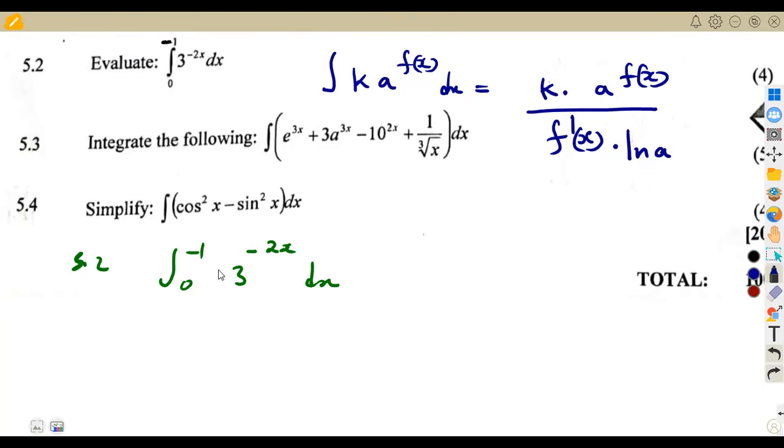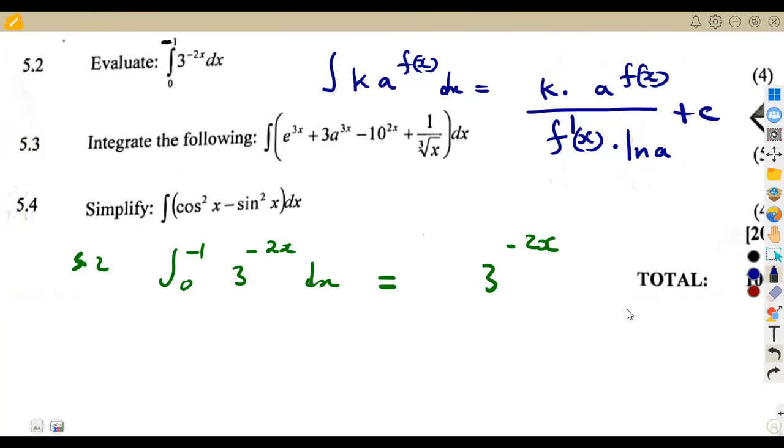In this case, we do not have a constant. The constant is just 1. So you're just going to integrate directly. This is going to remain as it is, 3 to the exponent of -2x. As you know, there's definitely going to be a constant of integration, but for the limits, there's no need for you to write the constant of integration.